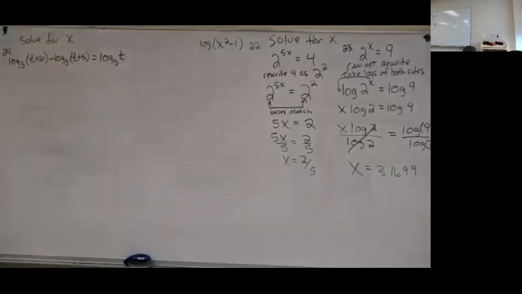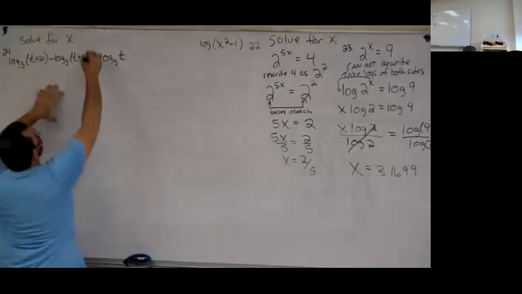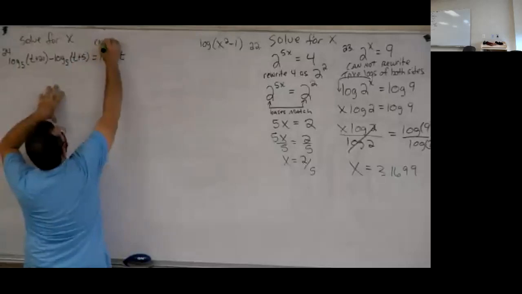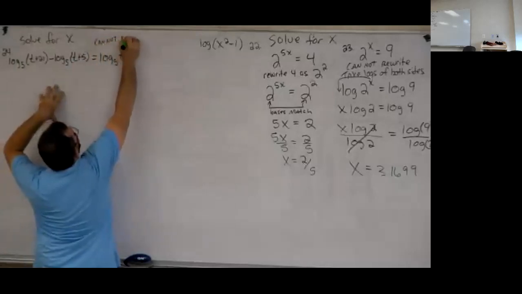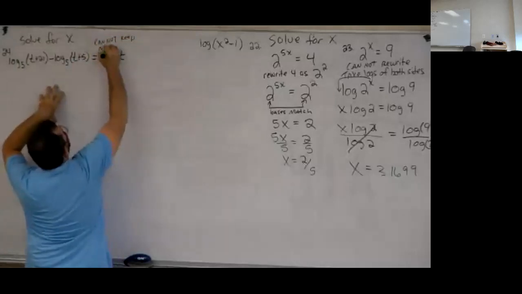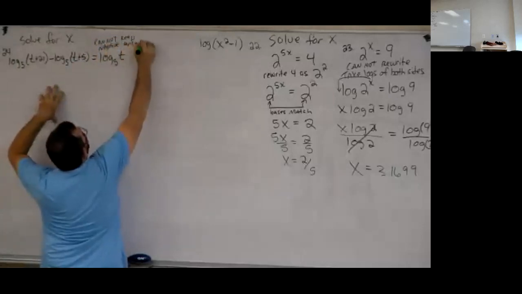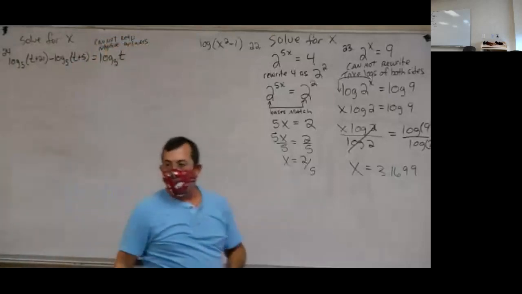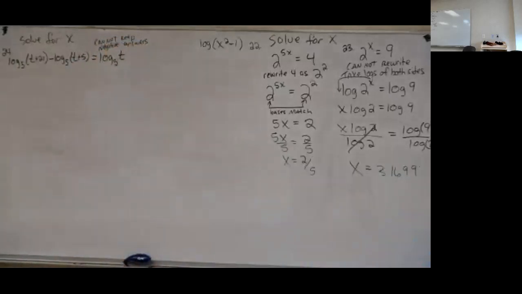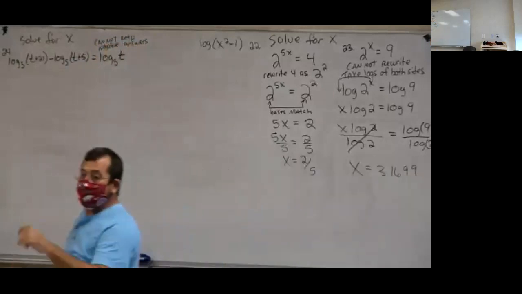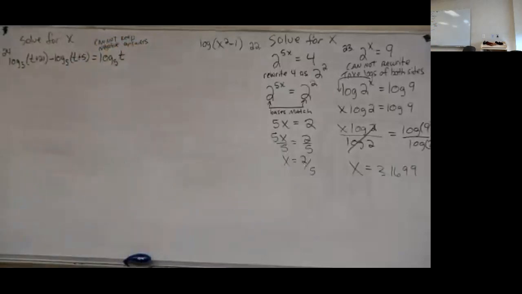Now, remember, this is a logarithmic equation. When you're doing logarithmic equations, you cannot keep negative answers. Negative answers are, when you try to take a log of a negative number, you get an error message because they're imaginary. So throw the negative answers away and only keep the positive ones, okay? Because MATLAB will mark you wrong if you put the negative answer.